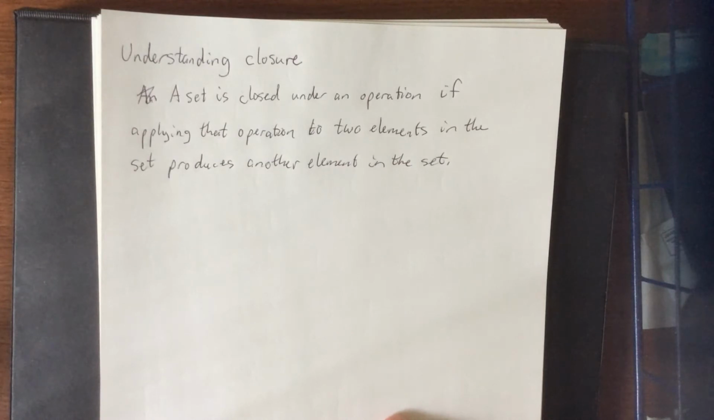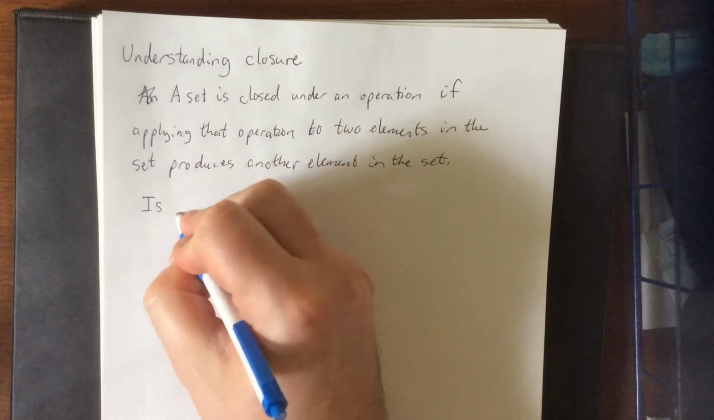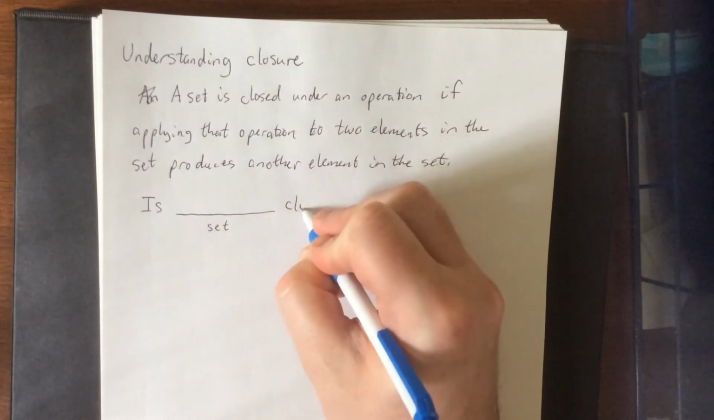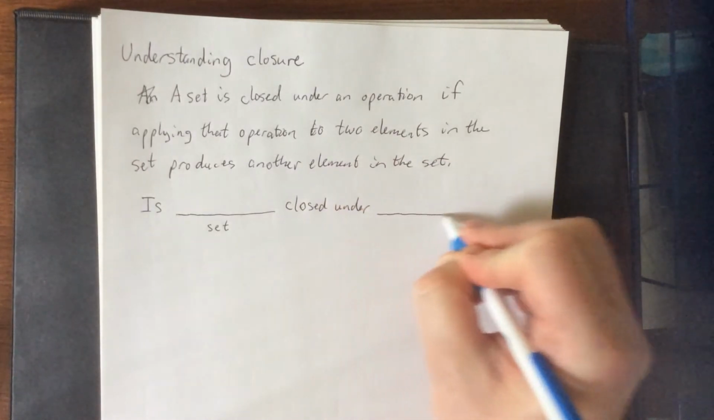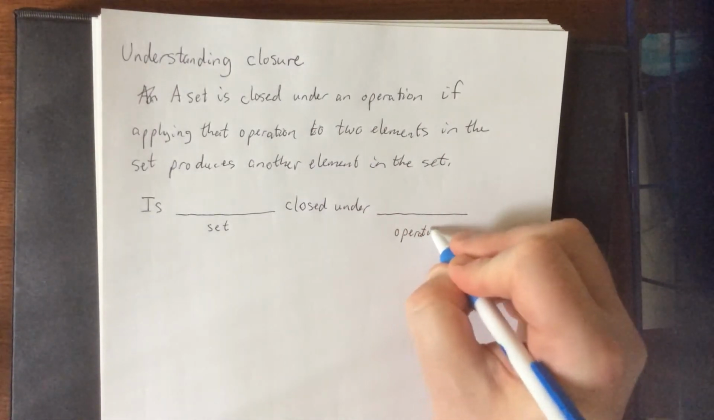So a question that we're going to ask quite a bit in here is: blank, where this will represent a set, closed under, and we're going to give some sort of operation here. Operation.